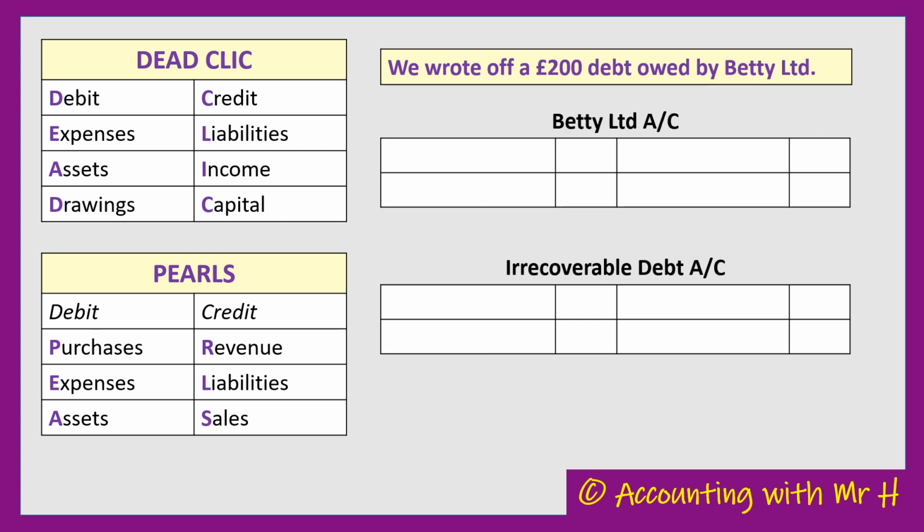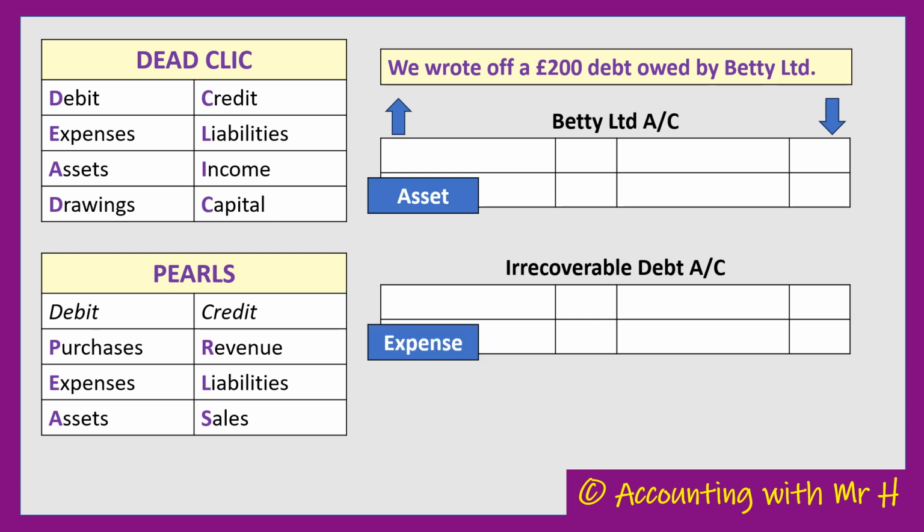Next one, what we've got here, we wrote off a £200 debt owed by Betty Limited. So Betty Limited must have been a trade receivable. They must have owed us money. So trade receivables are an asset. And we know from DEAD CLIC, debit an asset to increase the value, credit to reduce. And an irrecoverable debt, we mentioned this near the start. We treat that as an expense account because we've basically lost that money now. We're not going to get that £200 from Betty Limited.